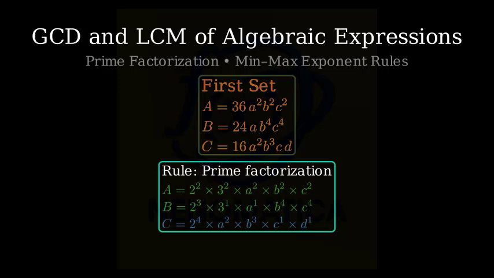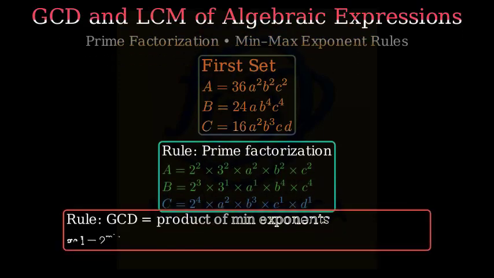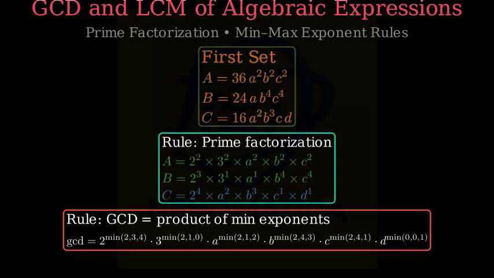Step 2. Greatest common divisor. The greatest common divisor is the product of the minimum exponents across all common factors. This means we take 2 to the minimum of 2, 3, and 4, 3 to the minimum of 2, 1, and 0, a to the minimum of 2, 1, and 2, b to the minimum of 2, 4, and 3, c to the minimum of 2, 4, and 1, d to the minimum of 0, 0, and 1.